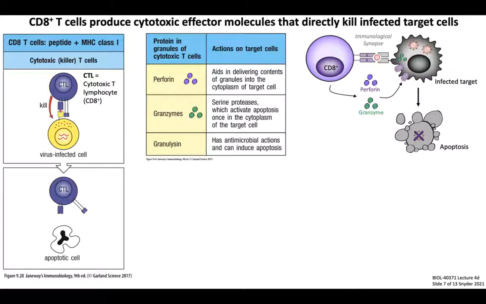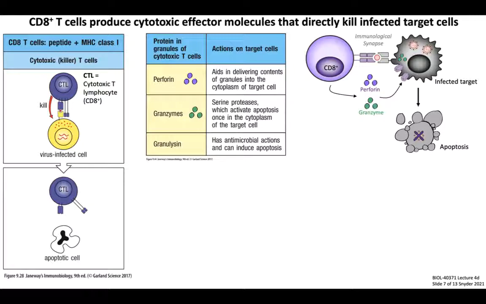These contents include perforin, which forms pores in the target cell plasma membrane, and this allows other molecules to translocate into the cytosol of the target cell. Granules also contain granzymes, of which there are several family members, but all of these function by cleaving protein substrates in the target cell, and their activities lead to a form of programmed cell death called apoptosis.